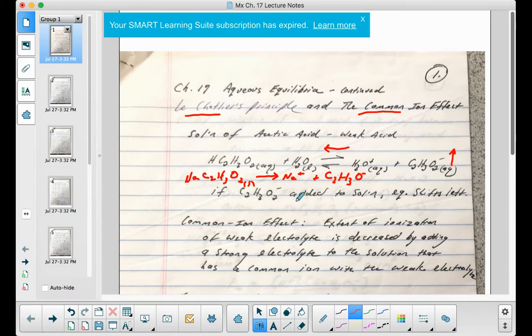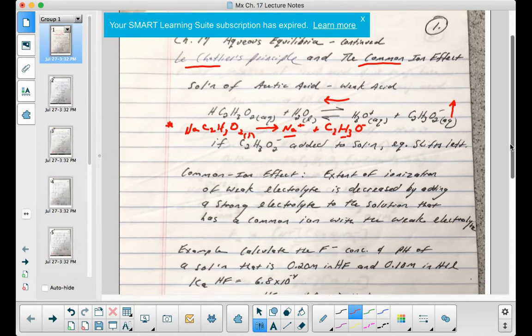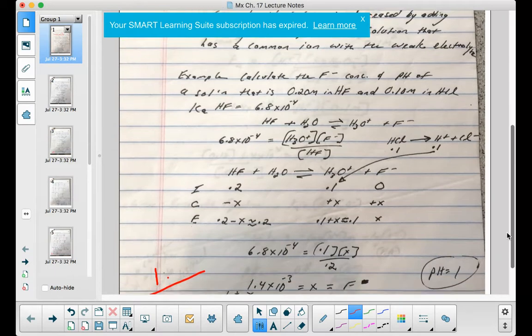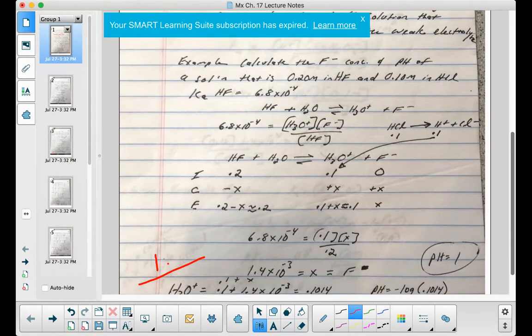So the acetic acid is the weak electrolyte. It breaks up into these two ions, hydronium and acetate. And then when I add the strong electrolyte, which is the sodium acetate, strong electrolyte, single arrow, everything breaks up into these two ions. So now these two ions put stress on the system and shift the equilibrium back the other way. So we want to look at this quantitatively and at how we calculate pH when this common ion is added.